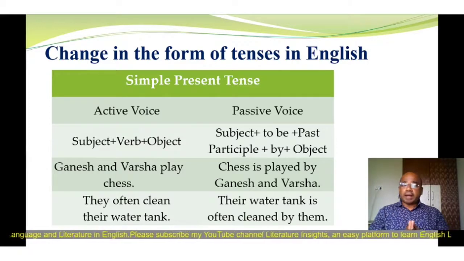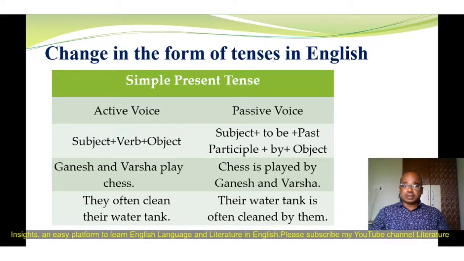Here I have given a structure and examples of that voice. Let's study the structure of active voice in simple present tense. Subject plus verb plus object. This is the structure for simple present tense in active voice. And in passive voice, subject plus to be plus past participle plus by plus object. So this is the structural formula for active voice and passive voice in simple present tense.